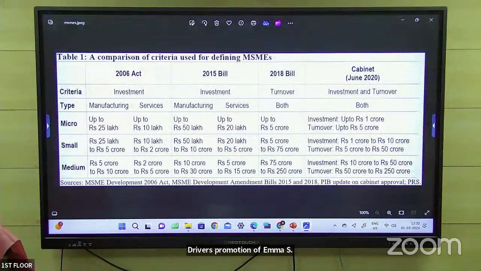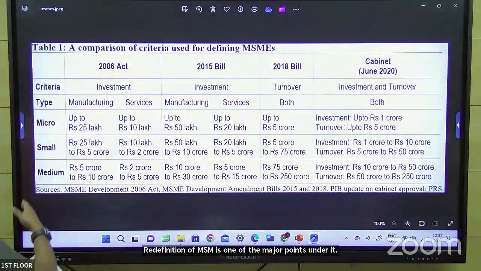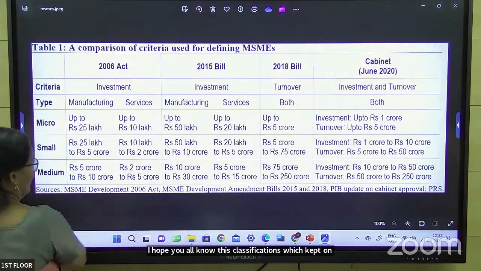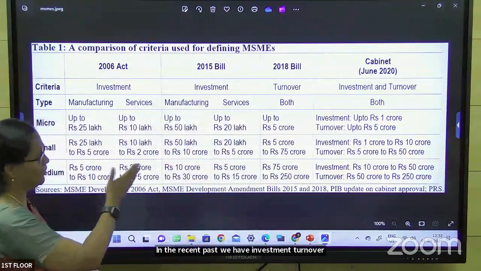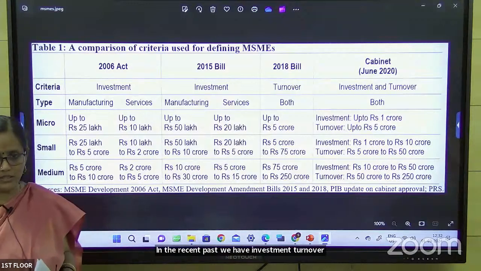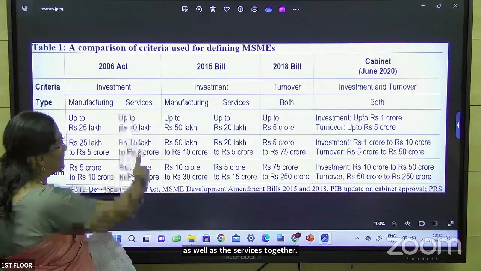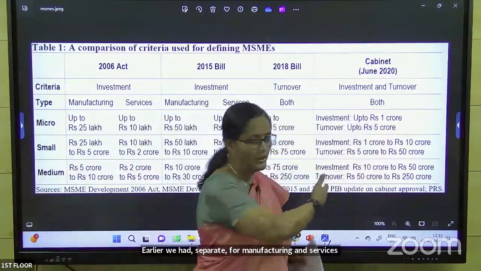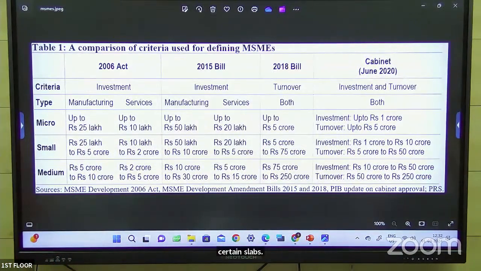Redefinition of MSMEs is one of the major points under it. I hope you all know these classifications, which kept on changing. In the recent past, we have had investment, turnover, everything. MSMEs include both the industries as well as the services together. Earlier we had separate classifications for manufacturing and services. Now we have combined everything and then we have certain slabs. You may have to remember this data for the examination purpose. So this redefinition also gave the status for the micro, small, medium enterprises. That's the first point.